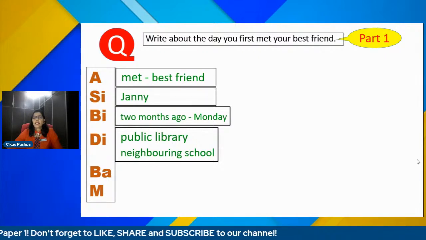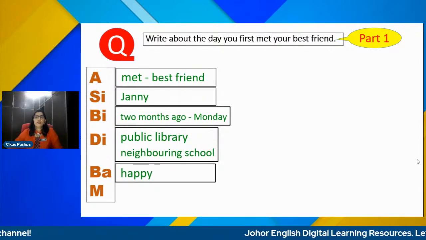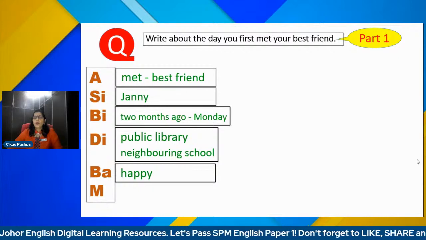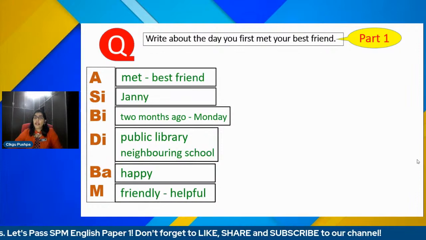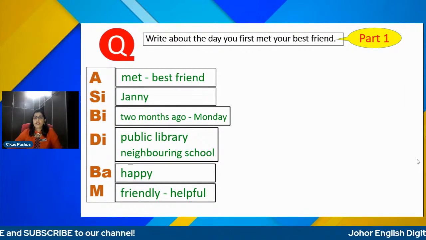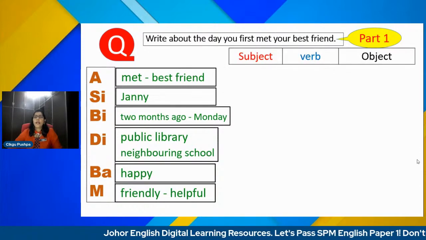The next one is bagaimana? How? How do you feel? Or how did you feel? Right. Perhaps you are happy. Okay, now ask yourself. M stands for mengapa. Mengapa? Why? Why did you feel happy? Because she was friendly and helpful. You see? So you're going to use RCBD BAM in order to generate words or phrases. And these are the words and phrases that you are going to use to construct sentences. Let us see one by one.